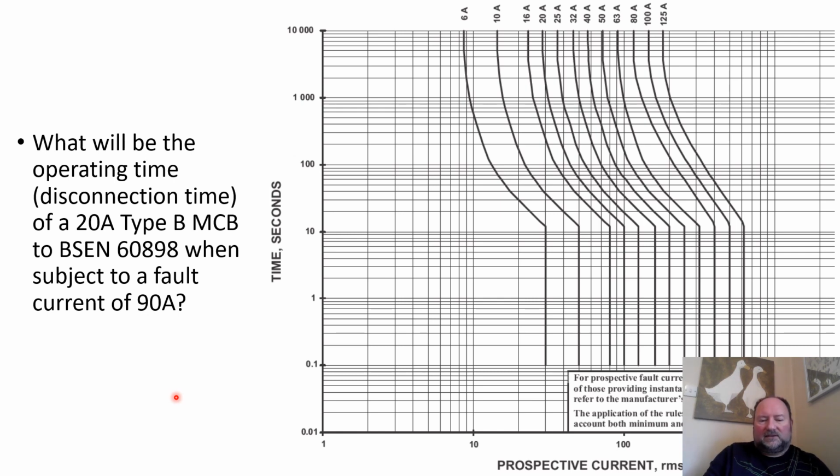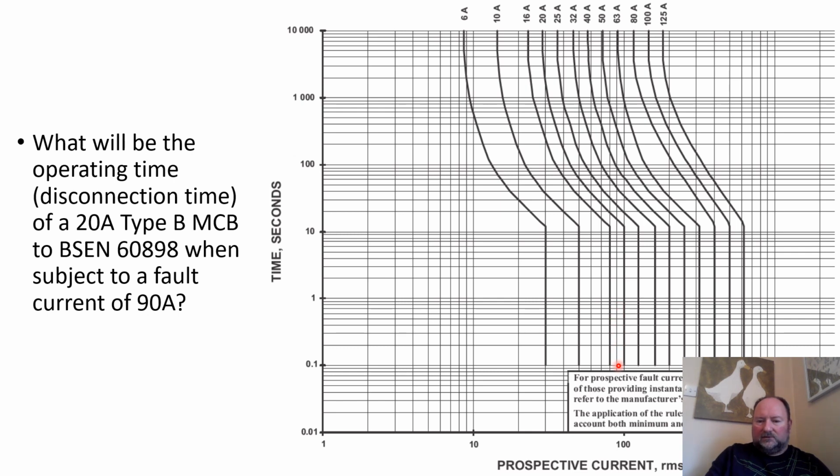The way you go about this is that you read across the scale. Let's have a look at the current first. We're having a fault current of 90 amps flowing, so that's 10, 20, 30, 40. Thank you, BS7671, for sticking that stupid box in the way. That's 50, 60, 70, 80, 90. So 90 amps is represented by that thin line there.